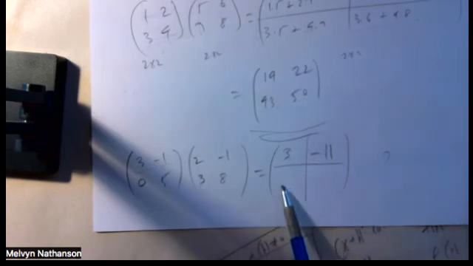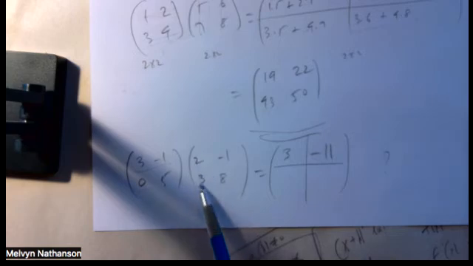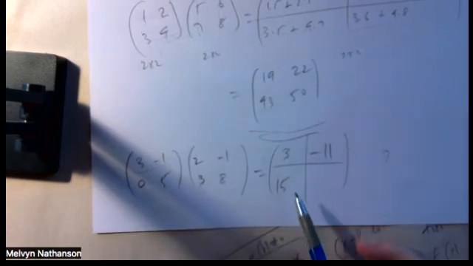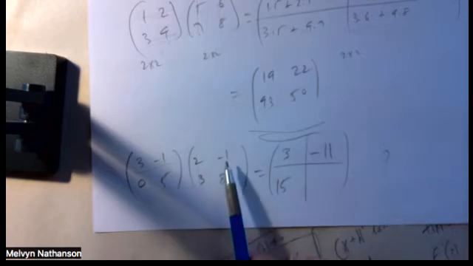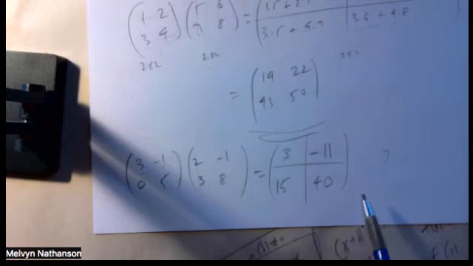This is the second row, first column. So the second row into the first column is 0 plus 15. And second row, second column, multiply the second row into the second column, you get 0 plus 40. So that's the answer.